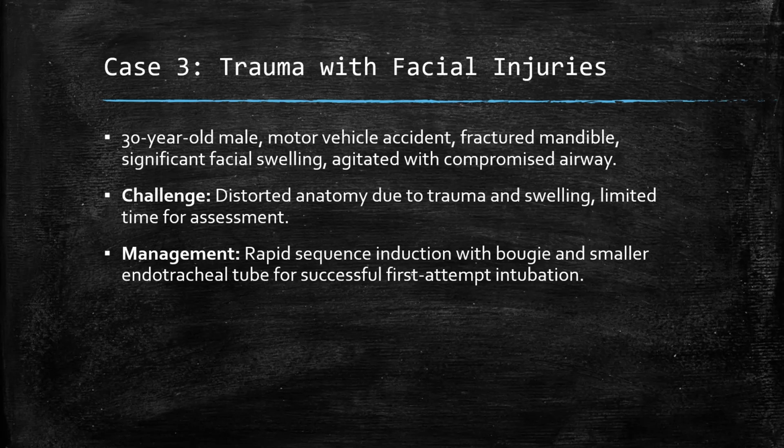They go for a rapid sequence induction, using a bougie and a smaller tube to tackle the messed-up anatomy, and get it on the first try. This one proves that even in a crunch, a sharp assessment keeps you ahead of the game.